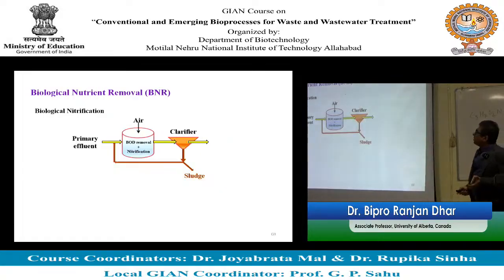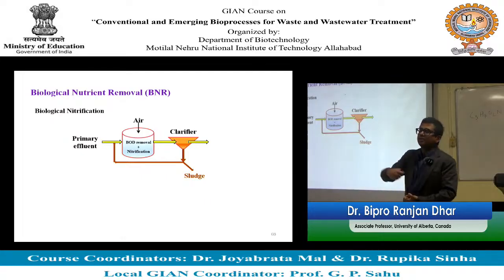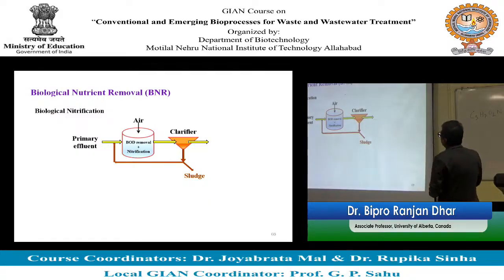We can achieve the nitrification process in the activated sludge process. But what do we need to do? We need to provide more oxygen, right? Most of the time we provide oxygen targeting carbon removal. But if we want complete nitrification, ammonia conversion to nitrate, we need to provide more oxygen, because some oxygen is going to be utilized for oxidation of organics, and we need more oxygen to convert ammonia to nitrate.